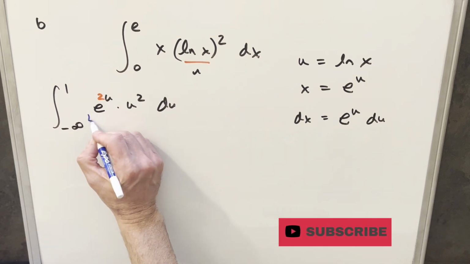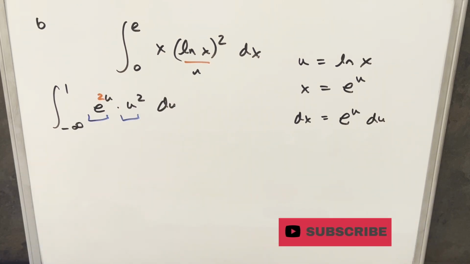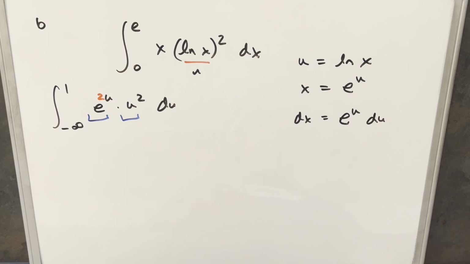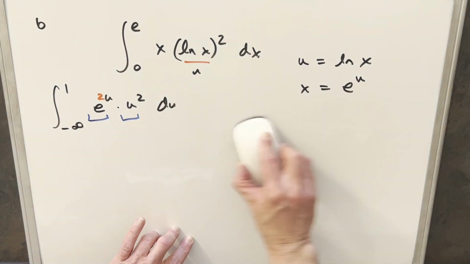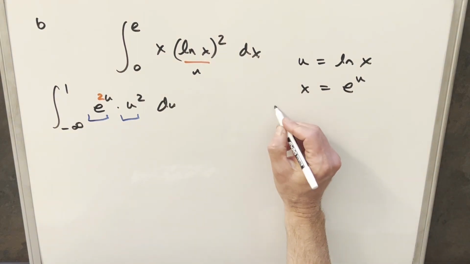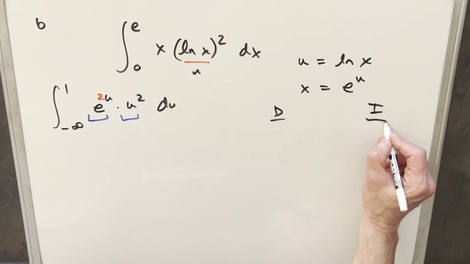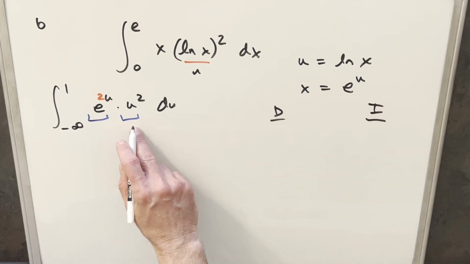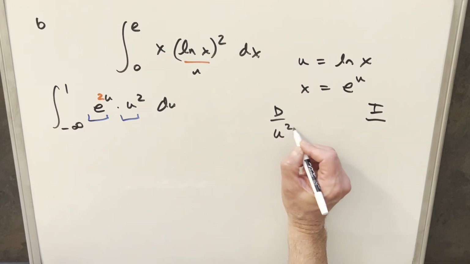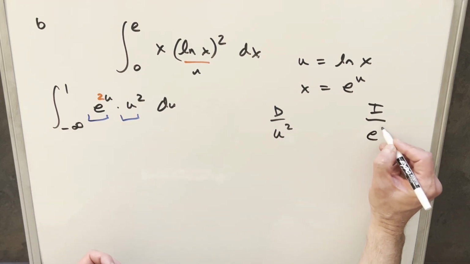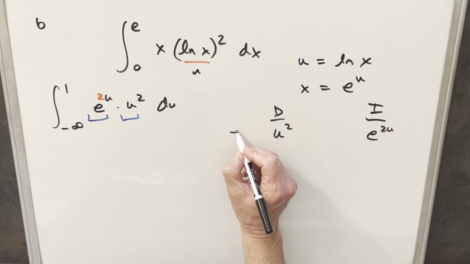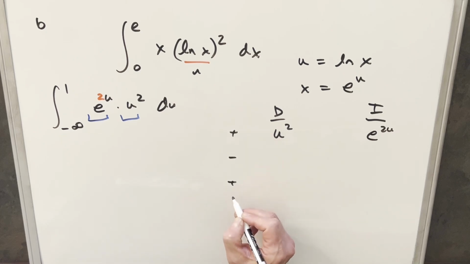But now that we have an expression with two different components, what I want to do is integration by parts. We'll do the DI method, or tabular integration, over here to the right. Let's set up our tables. We're going to have one column to differentiate, one column to integrate. I want to differentiate u squared because that's going to reduce, and we're going to integrate e to the 2u. We're going to need to do it a few times, I think 4 times.